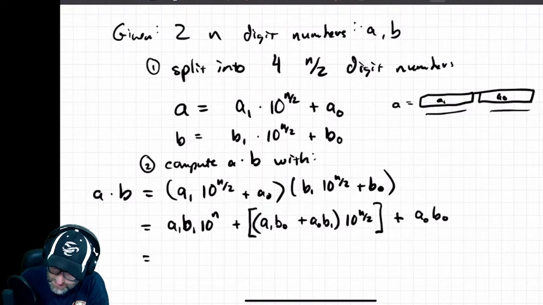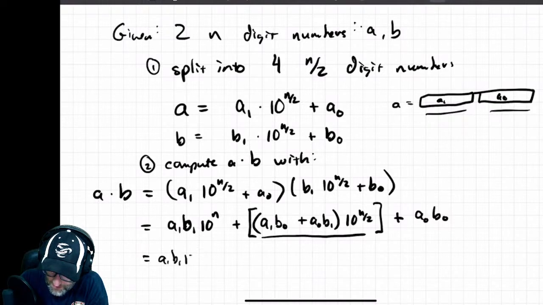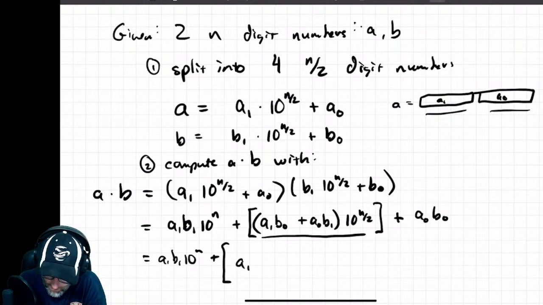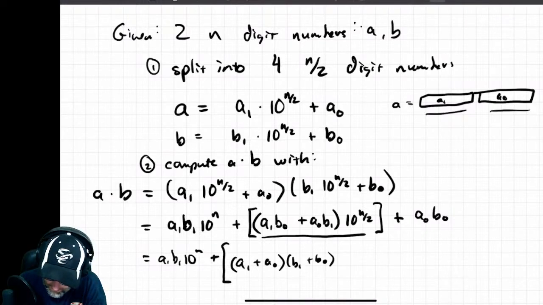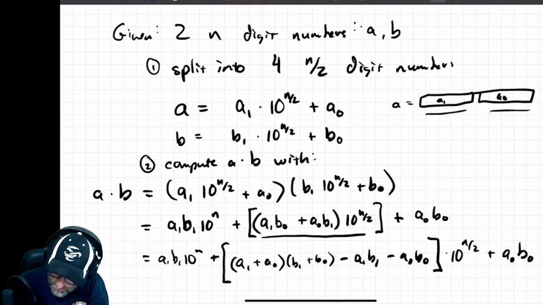Then I can replace this inner part here with that trick that I just did. A1, B1, 10 to the n, plus, give myself a lot of room here, (A1 plus A naught)(B1 plus B naught), minus A1 B1, minus A naught B naught, there we go, times 10 to the n divided by 2, plus A naught B naught. Hopefully I transcribed that well enough there.